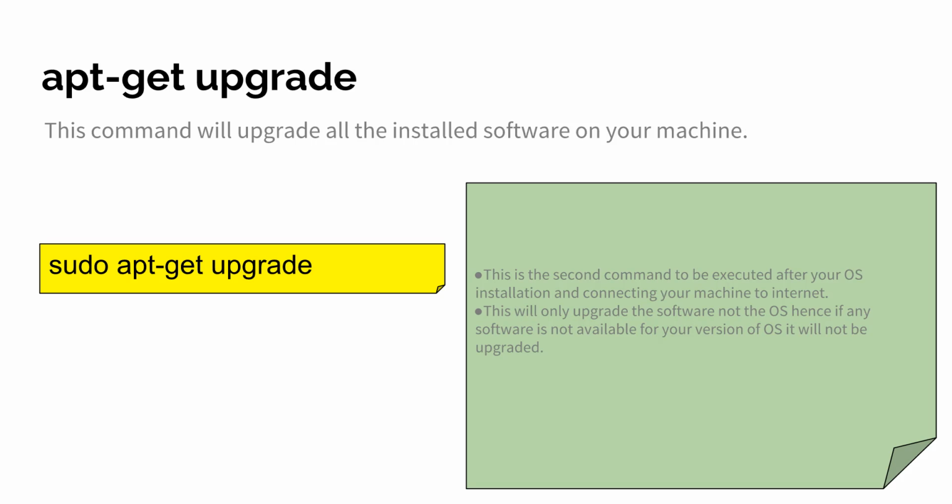The next one is apt-get upgrade. Most probably the OS that we download might be outdated by a few months, and by default a few apps are installed on the Linux that we install on our PC or laptop. So you just run the apt-get upgrade command. This is the second command you have to run after installing your OS. This will upgrade only the software, not the OS, so don't worry about that.